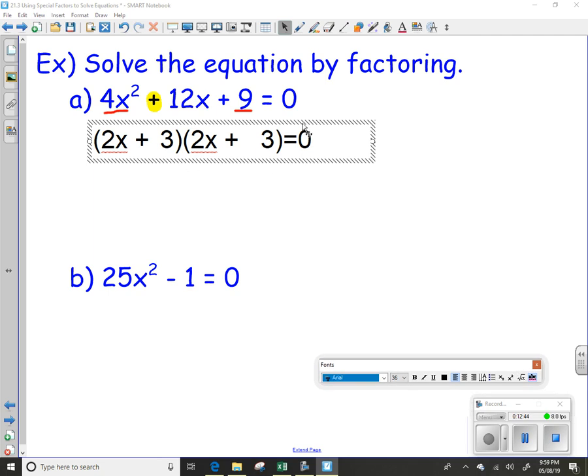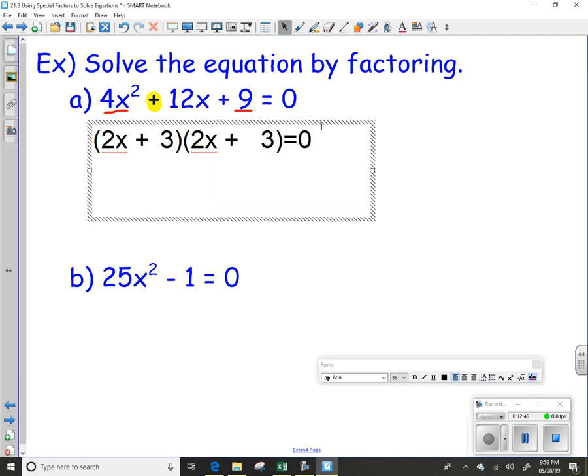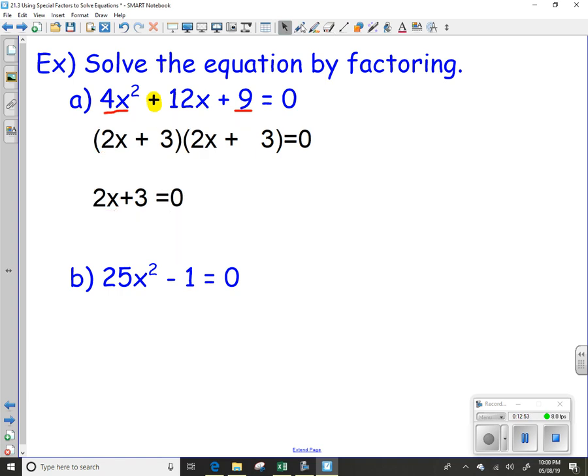But you'll notice both of these are the same thing. So really, I just have to take one of them, set it equal to 0, and solve that, because if I did the other one, I'm going to get the exact same thing. So in this case, I'm subtracting 3. So here then I would have 2x equals negative 3. I would divide both sides by 2. And that's going to give me that x is equal to negative 3 over 2. And there's my answer.